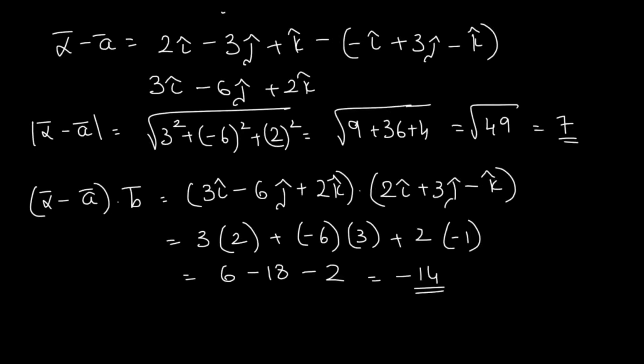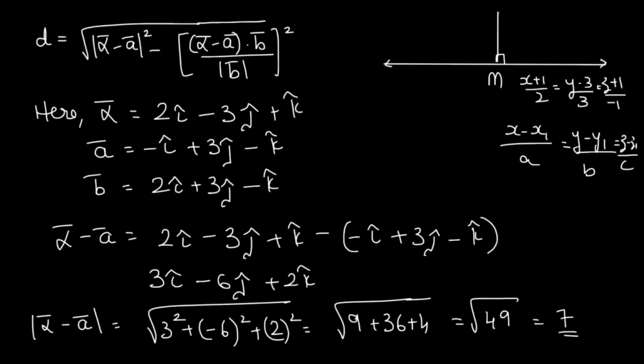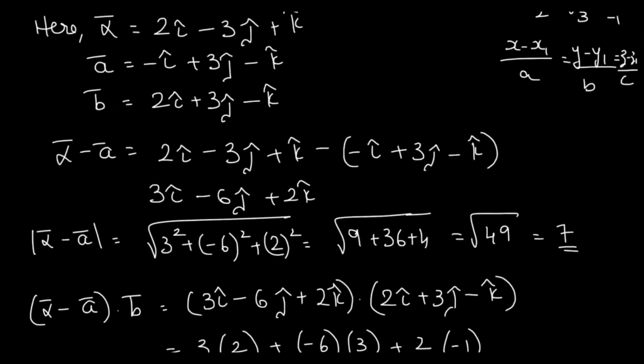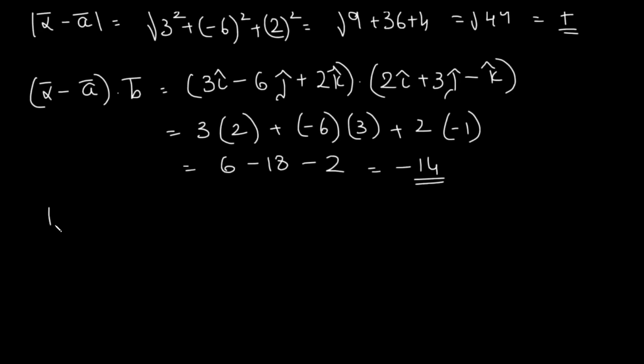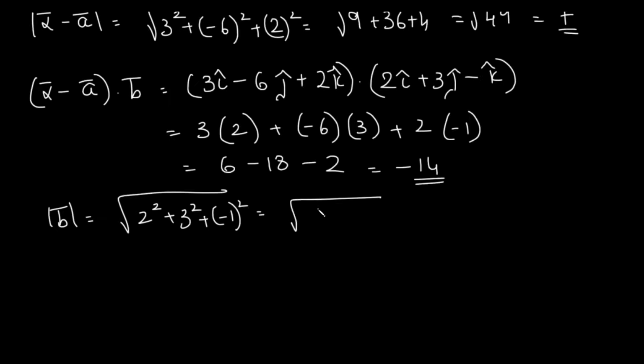What else do we require from the formula? If you observe, we also require mod b. So from b we get mod b, and so mod b over here is root of 2 square plus 3 square plus minus 1 square, that is root of 4 plus 9 plus 1, which is root of 14. So thus we get the answer for mod b as well.